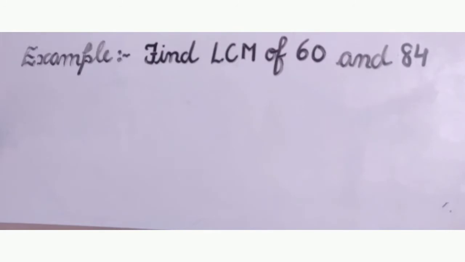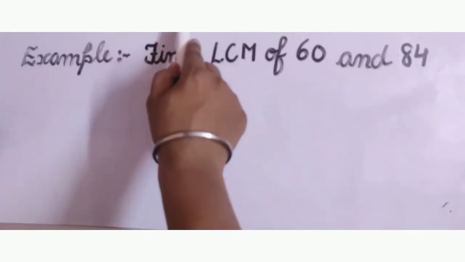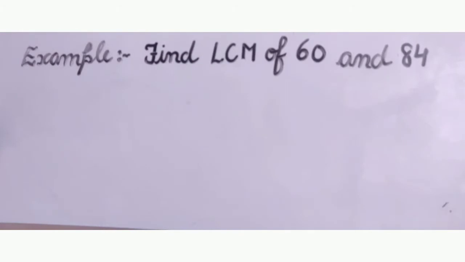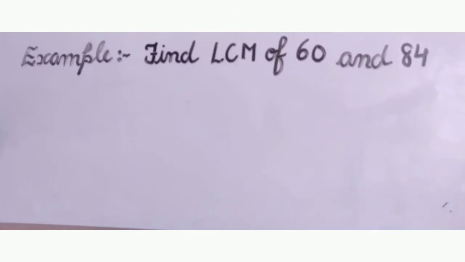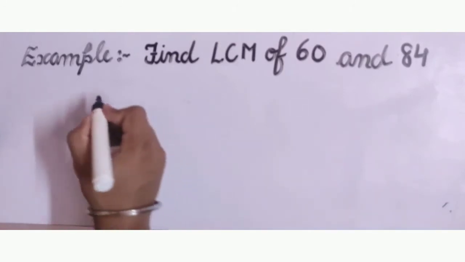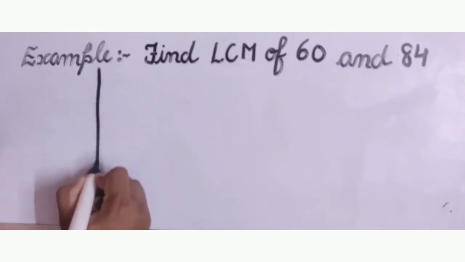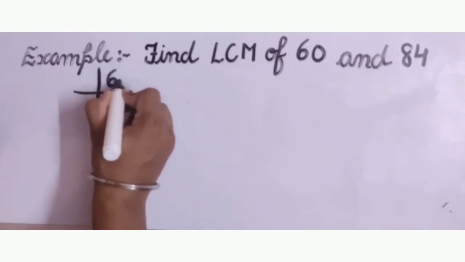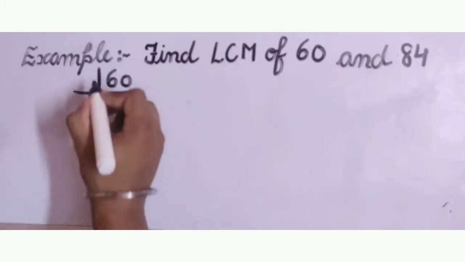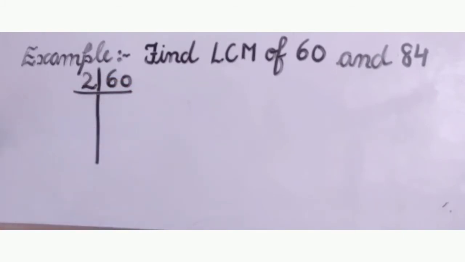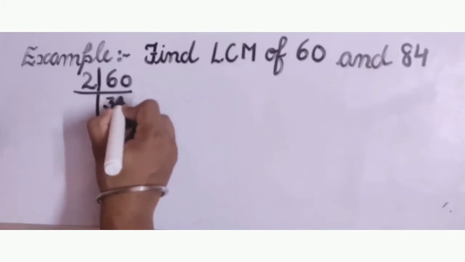Students, when we are finding out the LCM through prime factorization method, first step is we will represent the given numbers as a product of the prime factors. So let's start with it. First of all, we will find out of the first number, that is 60. And we have already discussed how to find out the product of the prime factors. First of all, we will take the smallest prime number, that is 2. We will try to divide with that. The answer will be 30.